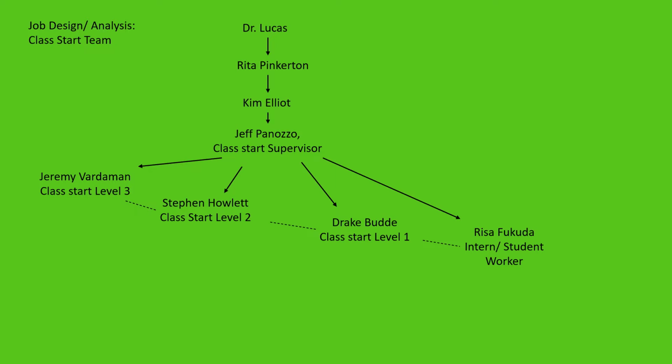But from Jeff down, we do not see any change. And below Jeff, we have Jeremy Vardaman, Stephen Howlett, myself, Drake Buddy, and Risa. You also see that we have these defined names behind us: class start level 3, class start level 2, class start level 1, and the intern/student worker.